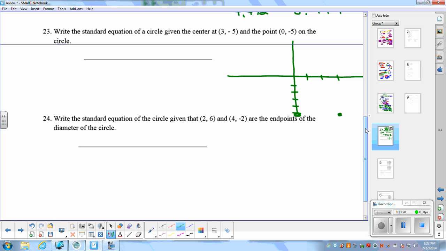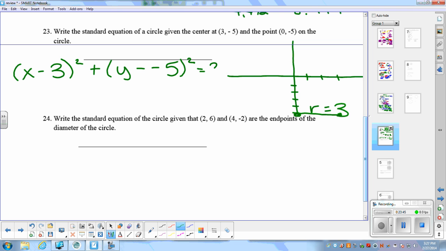Well, guess what? It's on a straight line, so I can just count over. 1, 2, 3. So that means my radius is 3, because I didn't go up or down at all. So I can just count over, and then squaring that, I went over 3. So my equation, x minus 3 squared plus y minus negative 5 squared equals 3 squared.